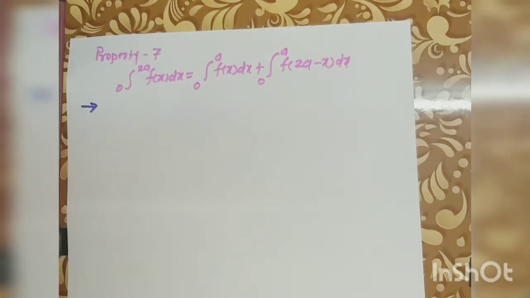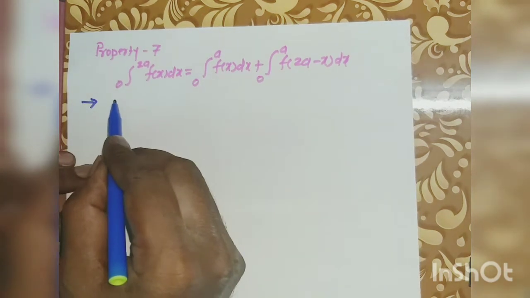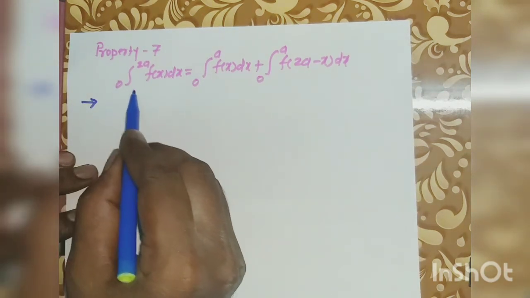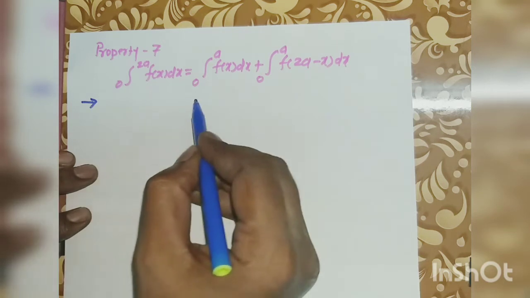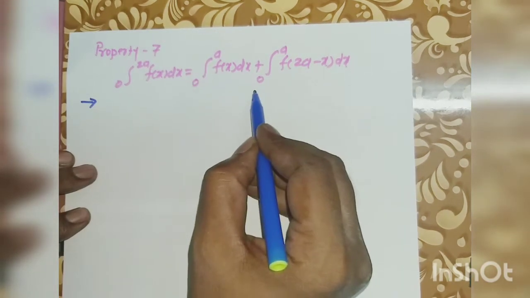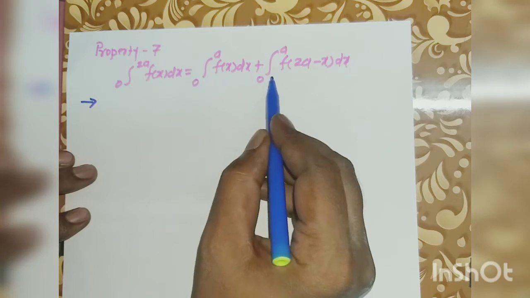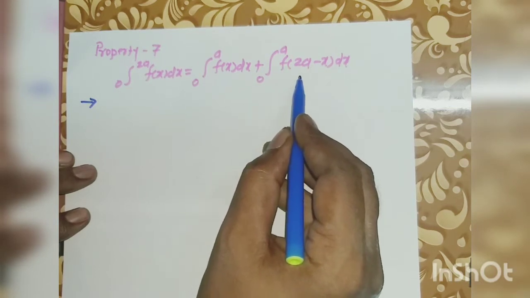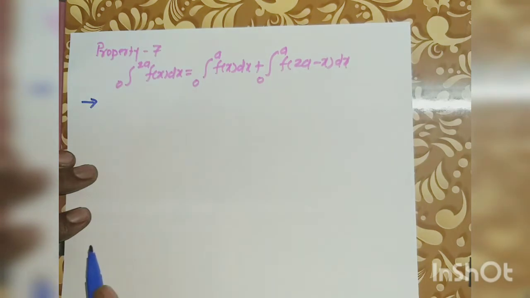Hello students, in this video we discuss the last two properties of definite integration. Property number 7: integration from 0 to 2a of f(x) dx is equal to integration 0 to a of f(x) dx plus integration 0 to a of f(2a minus x) dx.